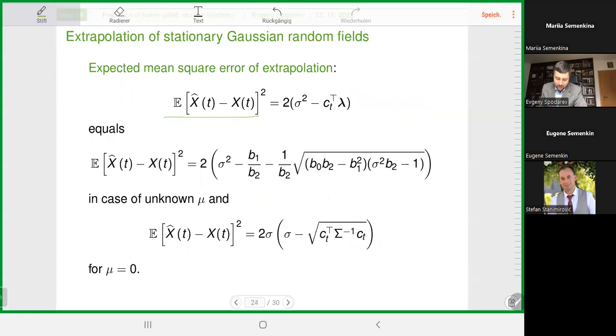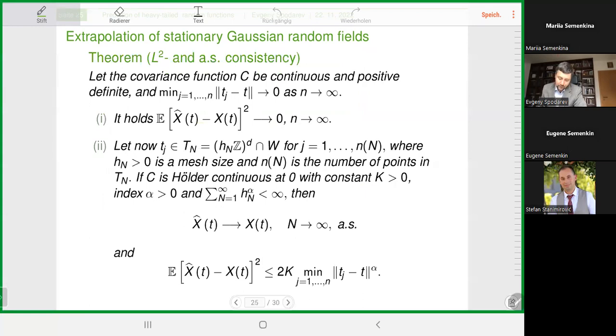Just to be noted, this particular thing is possible only in the Gaussian case because we have no heavy tails, right? And so these formulas are easily tractable, but I will not go into details now because I'm running out of time.